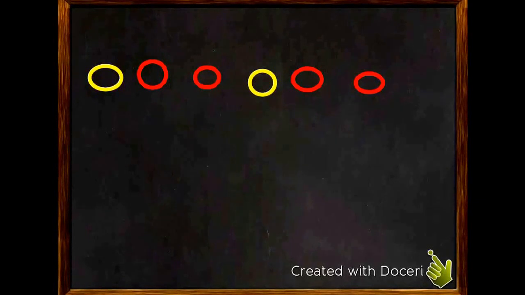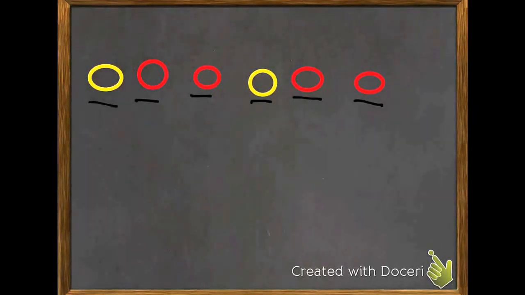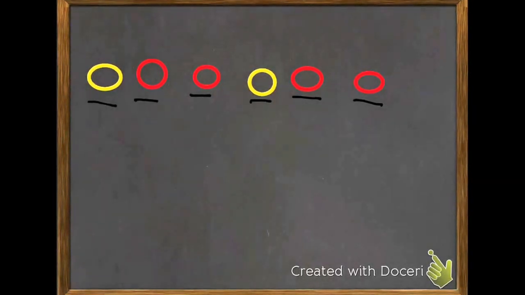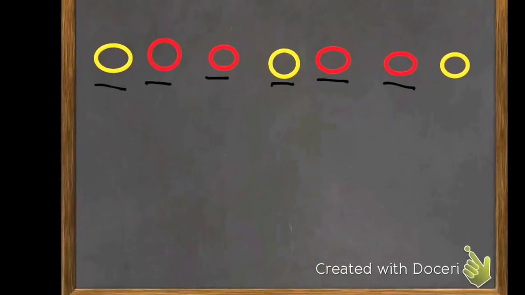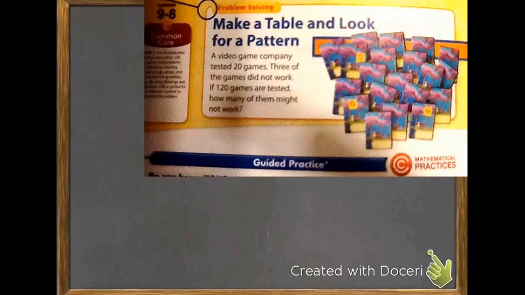Look at this simple pattern here. We have yellow, red, red, yellow, red, red. I bet you could figure out what comes next. Yellow. Let's talk about making a table and looking for a pattern.